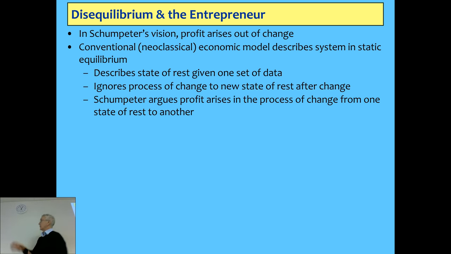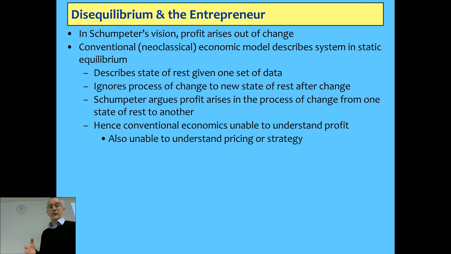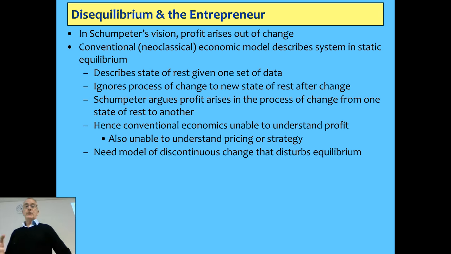Well, what Schumpeter said is profit comes out of somebody taking that process of change. So you're in a situation of equilibrium. Somebody invents a new way of doing something. While that new way is being developed, they make a profit. So you see, conventional economics can't understand profit or pricing or strategy. You need to look at discontinuous change, things that disturb equilibrium. This is how I put it here.